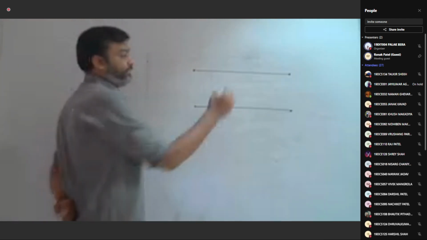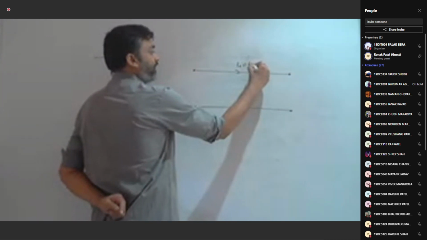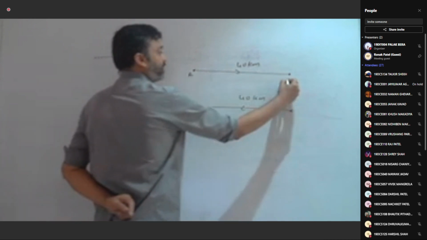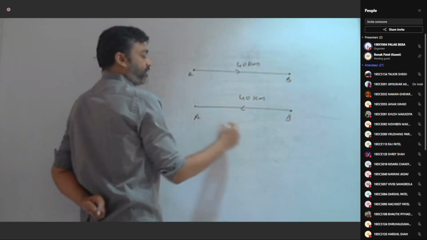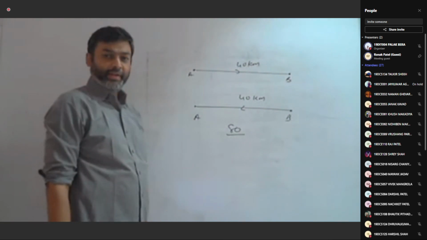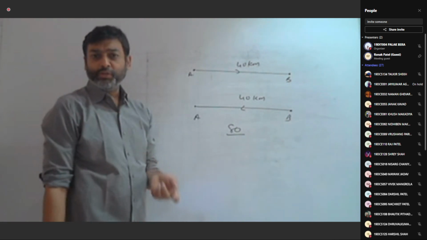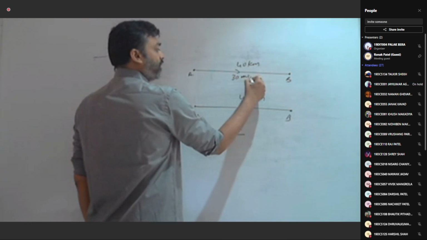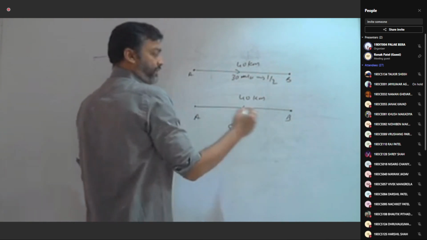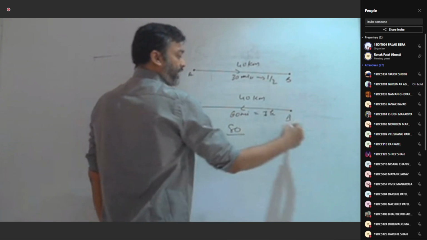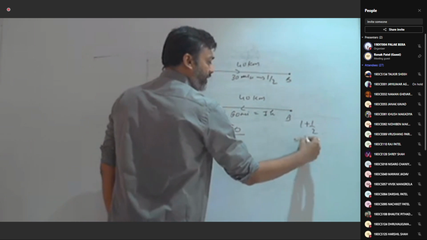So in this case, A to B distance is 40 and B to A is also 40. So total distance is 80, right? And what is the total time? So A to B it is 30 minutes, I can say half hour, and return is 60 minutes, so I can say it's 1 hour. So total time is 1.5, that makes 3 by 2 hours.